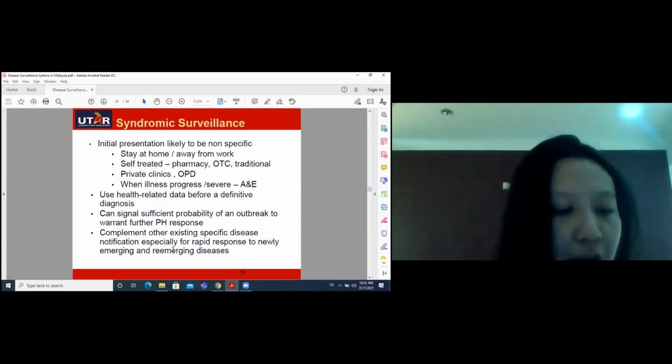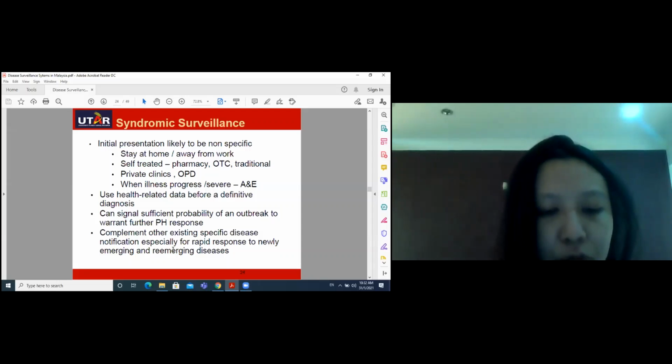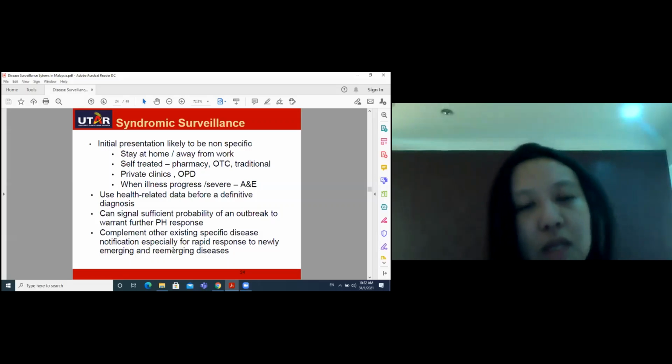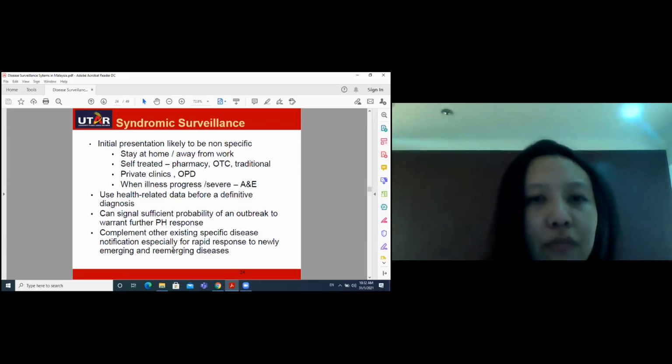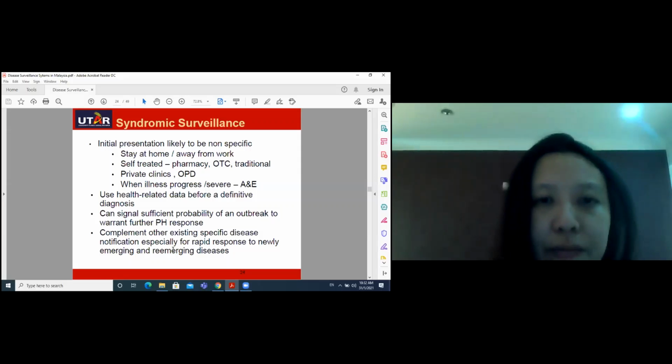And for the category of absence of known predisposing factors, it is the absence of known underlying diseases or other factors such as drugs which can explain the occurrence of the syndrome. The initial presentation has very non-specific symptoms. So the patient usually stays at home or away from work, and self-treats with over-the-counter drugs or traditional Chinese medicine or traditional complementary medicine. When the illness progresses or becomes severe, they are admitted to the A&E.